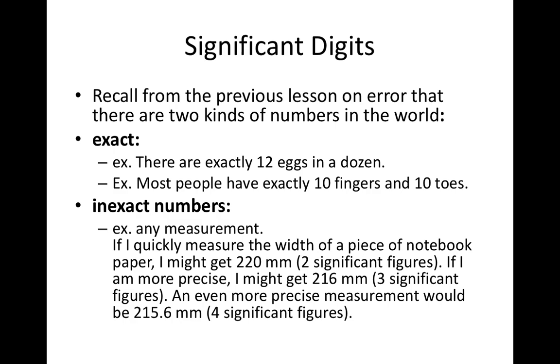If I quickly measure the width of a piece of notebook paper, I might get 220 millimeters, which is two significant figures. If I am more precise, I might get 216 millimeters, which is three significant figures. An even more precise measurement would be 215.6 millimeters with four significant figures.